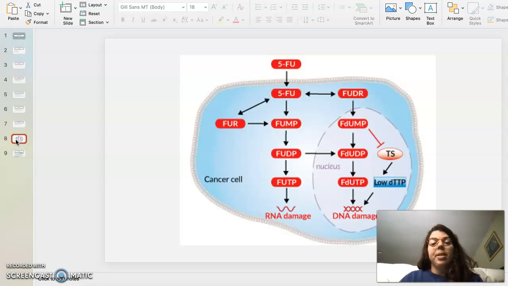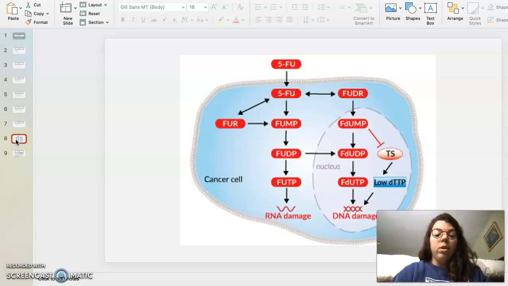So once it enters the cell, it's converted into FUMP. It phosphorylates into FUDP, and it either is converted into FUTP, which is when there's RNA damage, or FDUDP, which then leads to DNA damage within the nucleus once it's converted into FDUTP.